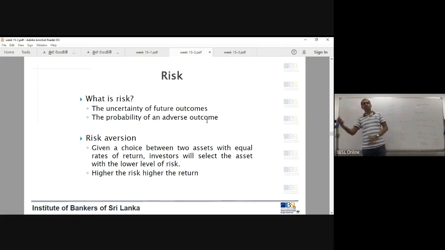Okay. Now, for example, let's say the future is uncertain. You don't know, there might be a tsunami. But what is the probability of this happening? That is the risk. Risk aversion: given a choice between two assets with equal returns, the investors will select the asset with a lower level of risk. Right? So if two assets give the same return, you will go for the asset with the lower risk. Higher the risk, higher the return.